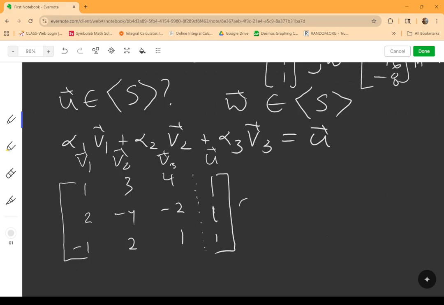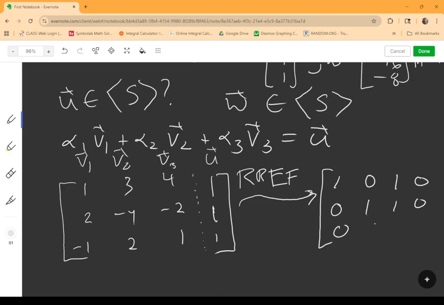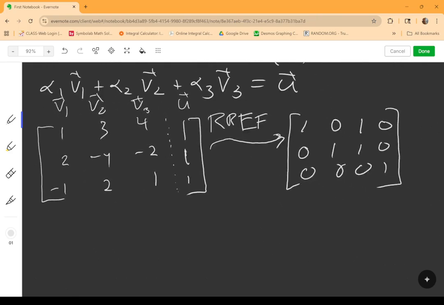My goal here will be to write this in reduced row echelon form. In doing that, I arrive at this conclusion here. We have 1, 0, 1, 0, and then 0, 1, 1, 0, 0, 0, 1.